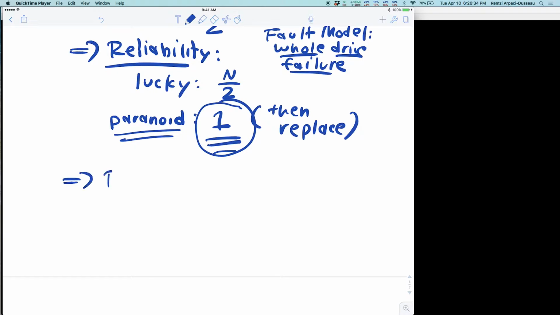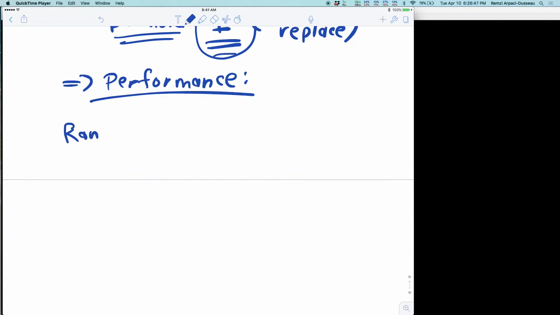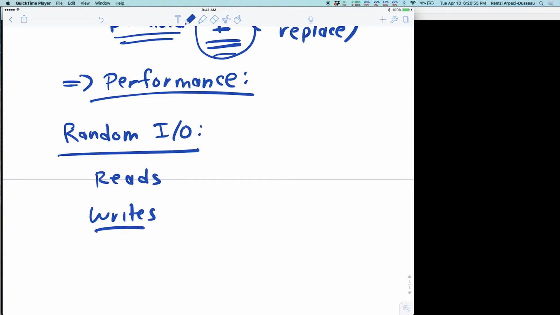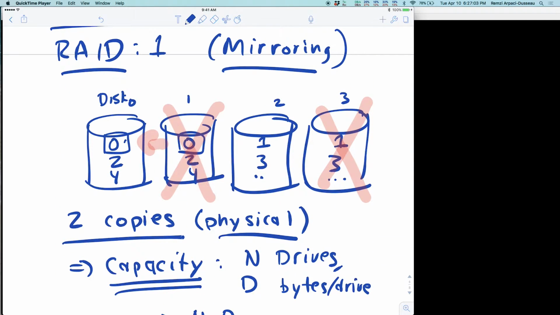The most interesting thing to think about, though, is performance. Remember we were thinking about random and sequential. Let's think about random I/O first. It's a little bit easier to think about. And let's think about writes first, since they are a little bit easier to think about too. So when we do a write, let's say we write logical block 3, what do we have to do? How many physical IOs do we have to do?